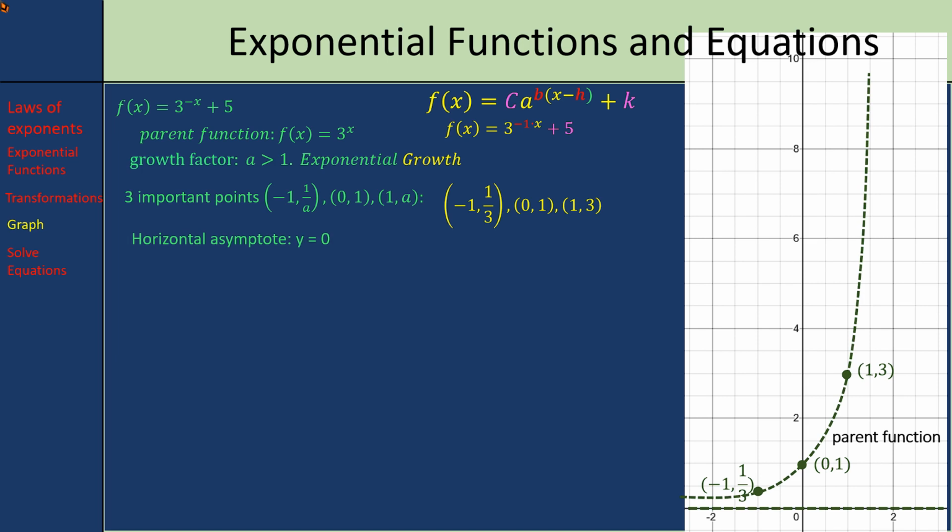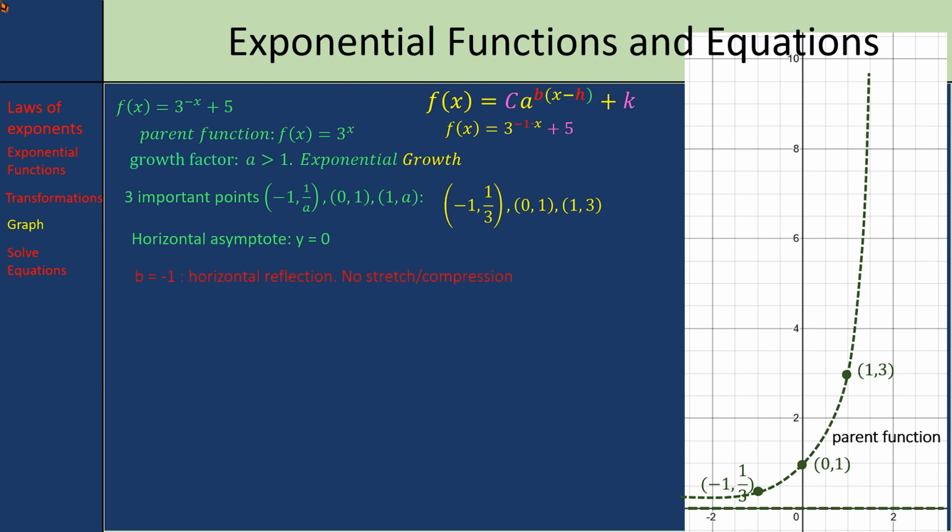That's the parent function. Again, guys, the horizontal asymptote at 0 is for the parent function. And then we have to wait and see after transformations if it moves up or down, left or right, and then we'll see, does it change the horizontal asymptote? Okay, so let's apply the transformations.